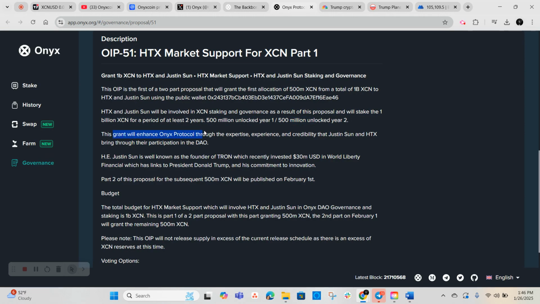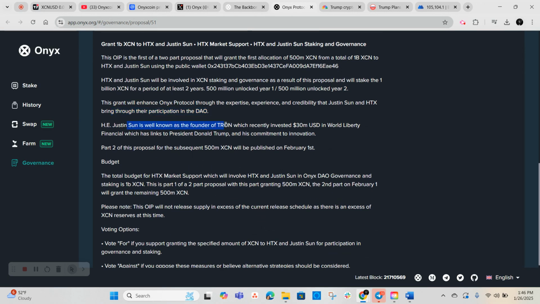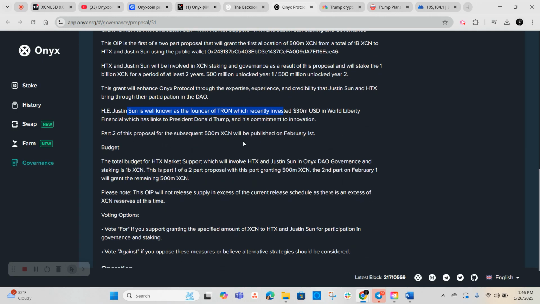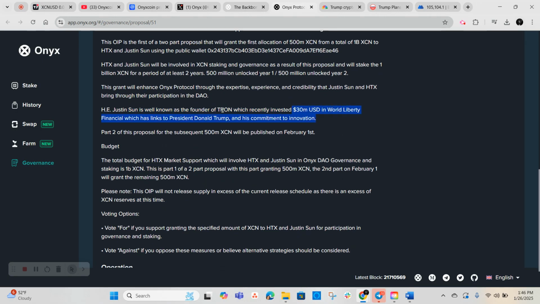So this grant enhances the Onyxcoin protocol through the expertise, experience, and credibility that Justin Sun and HTX bring through their participation in the DAO. They're talking about how he is the well-known founder of Tron, who invested 30 million in World Liberty Financial, which is linked to Donald Trump, and his commitment to innovation. So I'm going to help tie all this together.